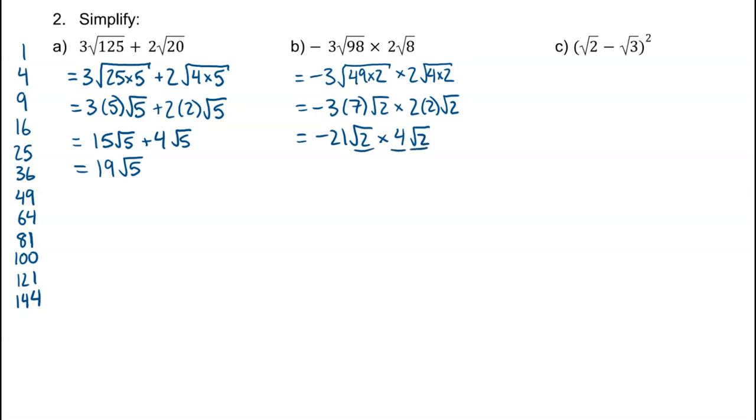And so now I can multiply the root 2's together, and I can multiply the non-radicals together. So negative 21 times 4 gives me negative 84. And then the square root of 2 times itself gives me root 2 squared, which is 2. So now negative 84 times 2 gives me negative 168.